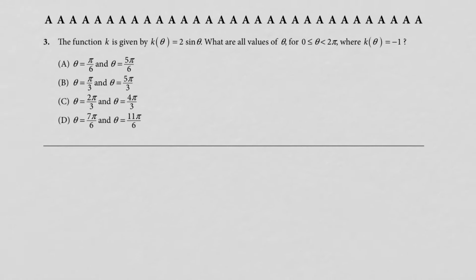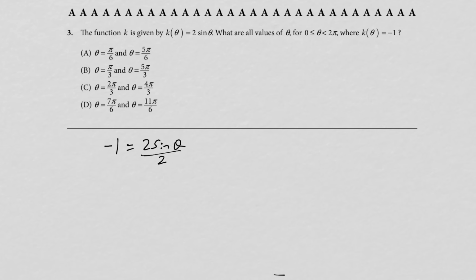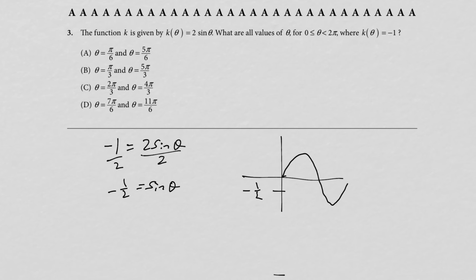Okay, question 3. Function k is given by k of theta equals 2 sine theta. What are all the values where k of theta equals -1? So it's -1 equals 2 sine theta. Divide both sides by 2. -1/2 equals sine theta. Now, I like to picture a graph like that, and here's -1/2, and there's two places, there's two answers. But what are those two answers?